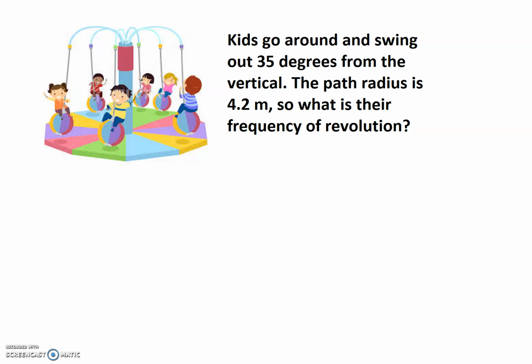Obviously, there are two main forces acting on them. There is the force of gravity, Fg, which would be going, of course, in the vertical direction, and we've got the Fc, which is going in the horizontal direction. And those two forces together are what are creating our 35-degree angle from the vertical. So let's map things out a little bit.